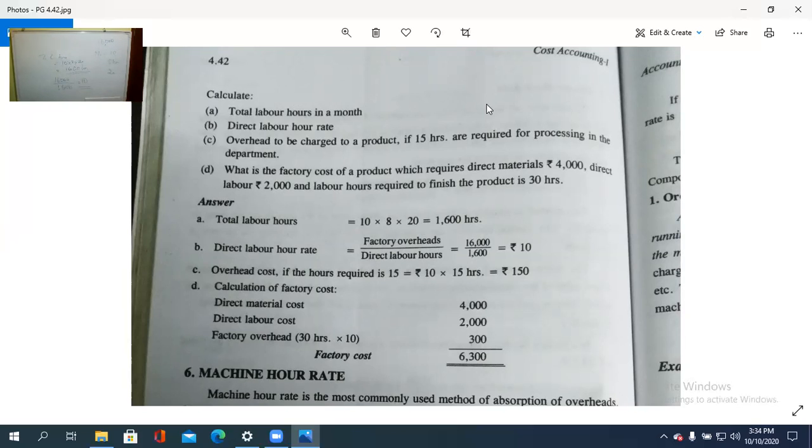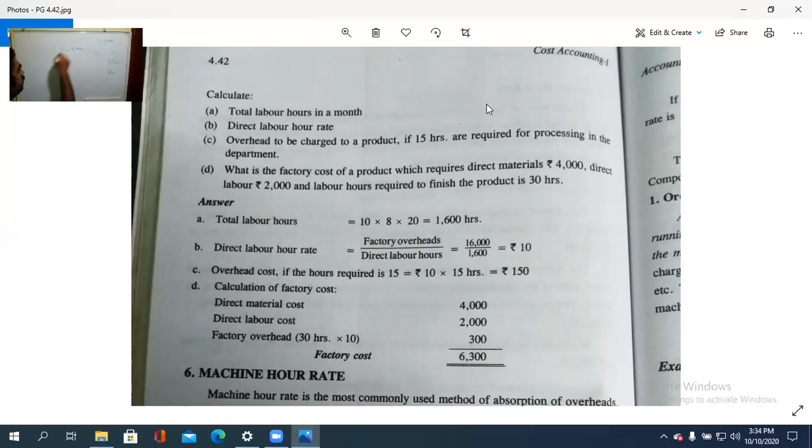So if it is 15 hours, it is rupees 10 per hour. So 10 into 15, that is what? 150.